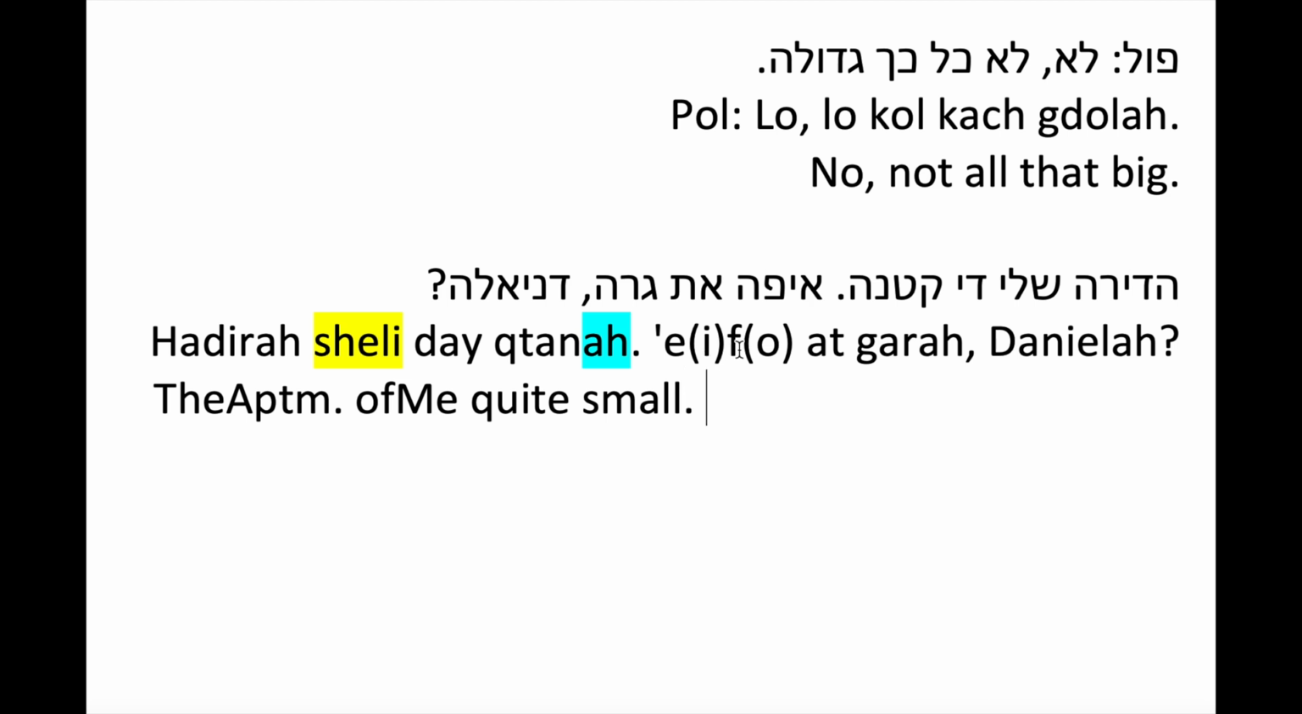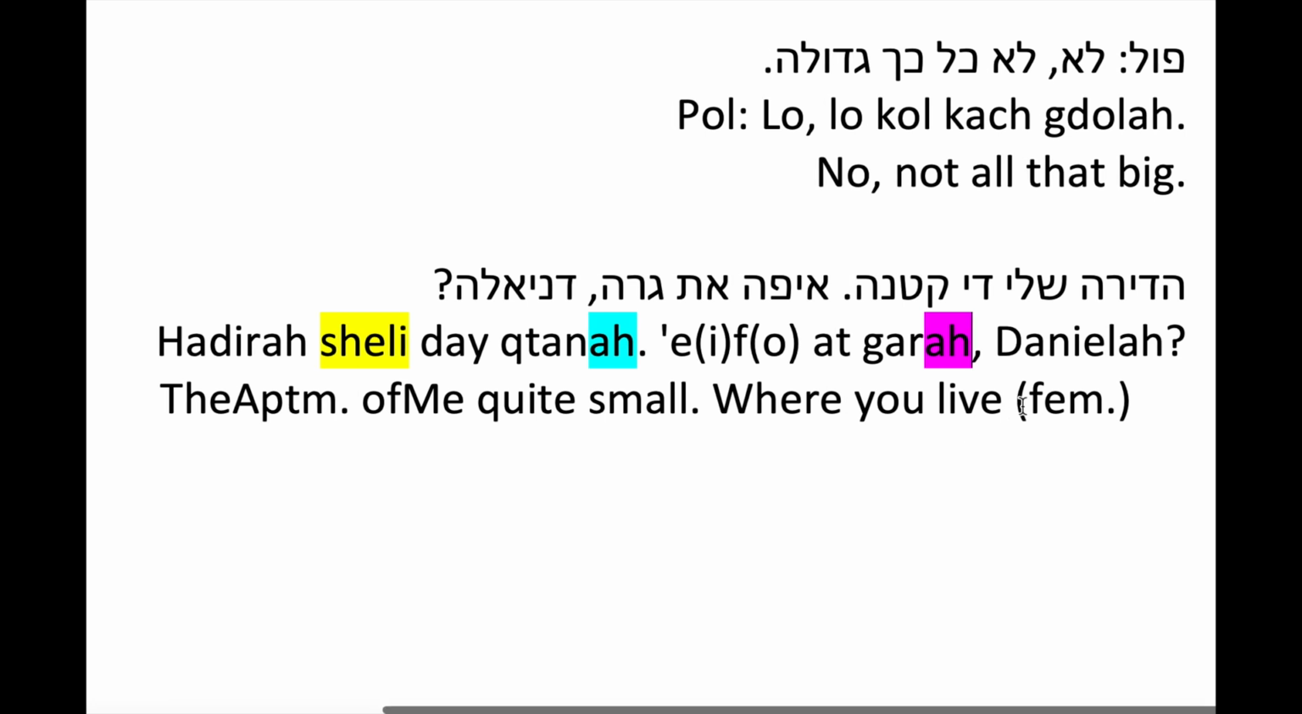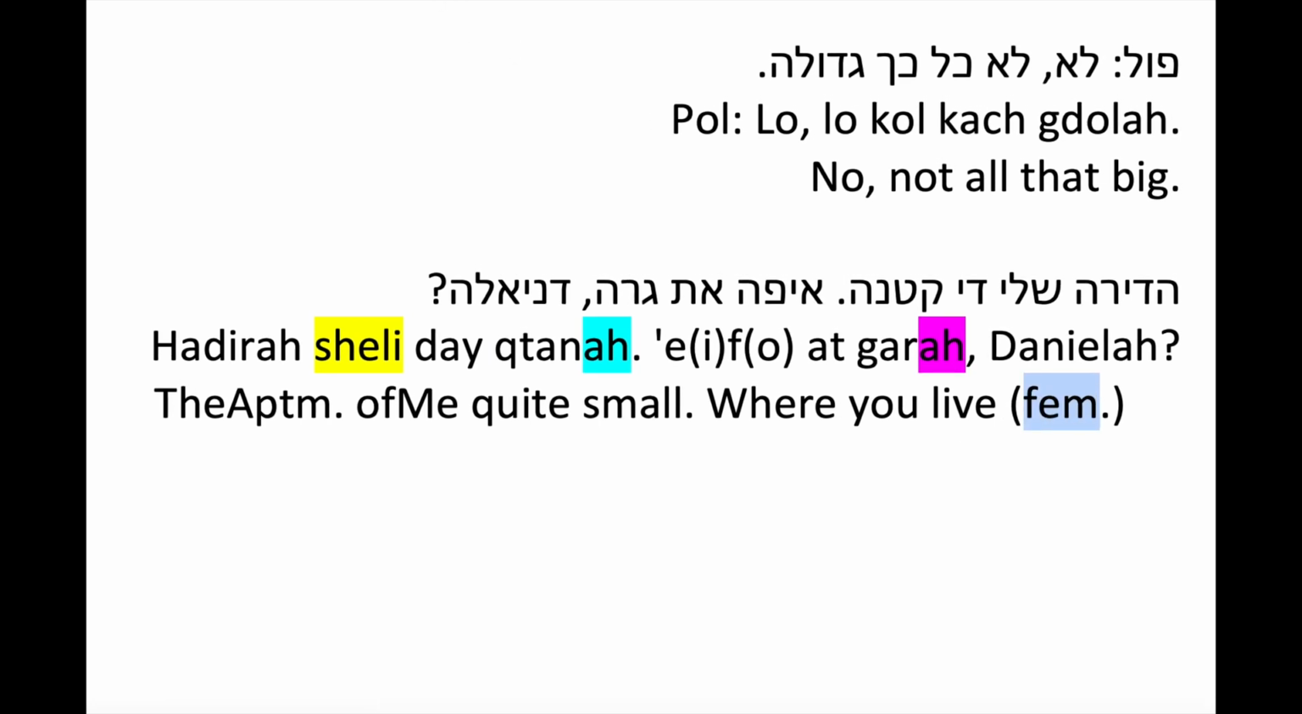So Eifoh means where. At, you, feminine, gara, live. Daniela, because it's feminine, he's addressing Daniela. So you see here, before we had atah for the masculine form, and now we have at gara for the feminine form. Okay? So here, as in ktana, gara also indicates that the form here is feminine. Eifoh at gara, also feminine, Daniela.